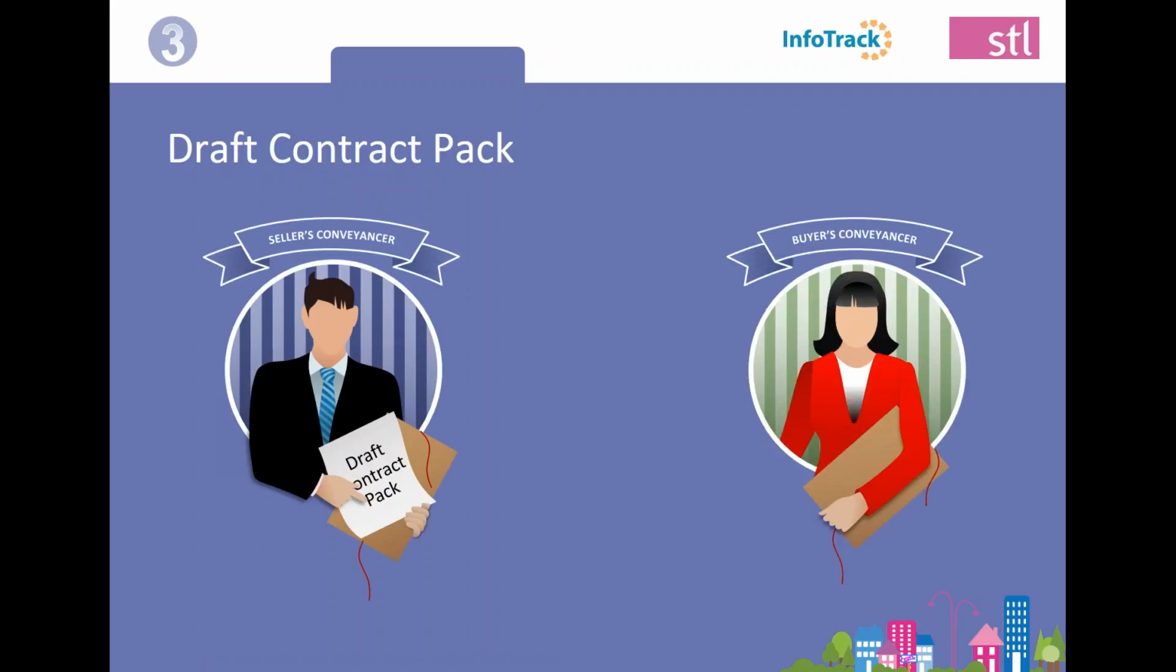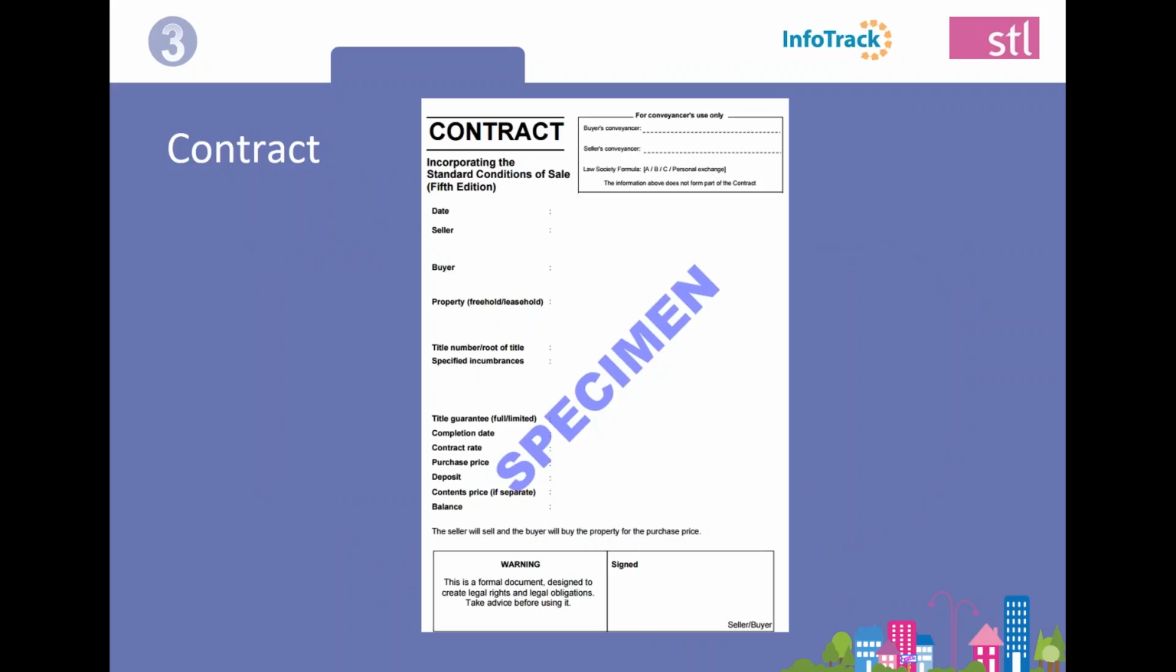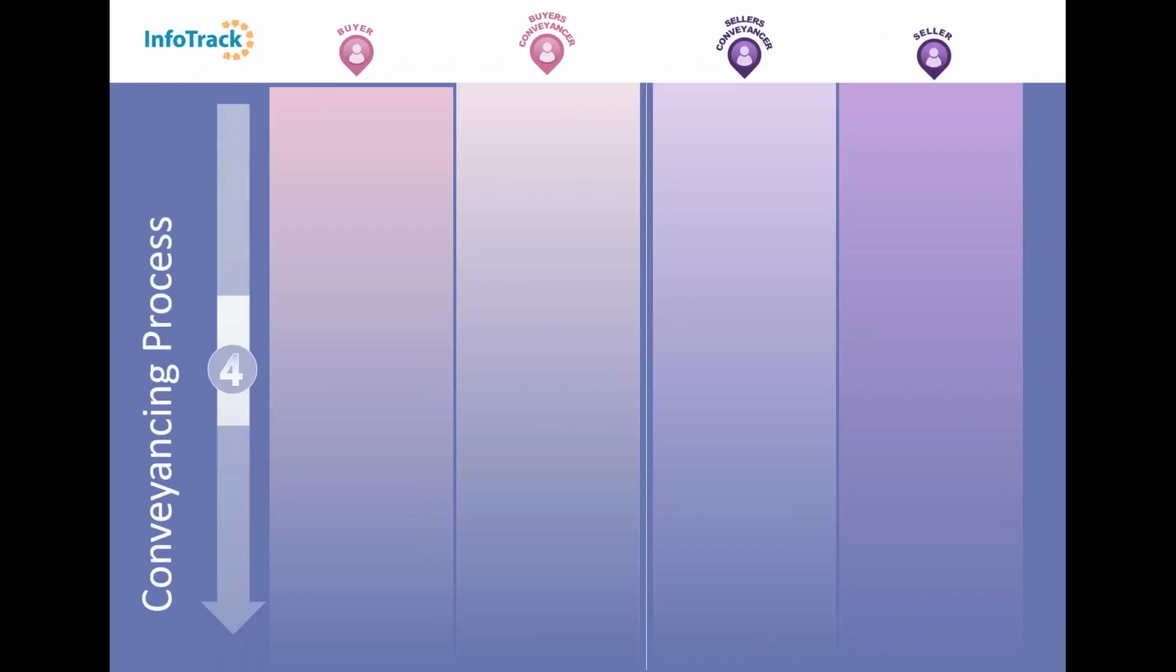So once we've completed all of those forms, the seller's completed them all, and the seller's conveyancer passes across the draft contract pack to the buyer's conveyancer. And that's just a copy of the initial page of the contract there. So what happens next? The buyer's conveyancer has to carry out all the investigations and raise inquiries based on the information that they've received. And at the same time, the buyer may want to instruct a survey.